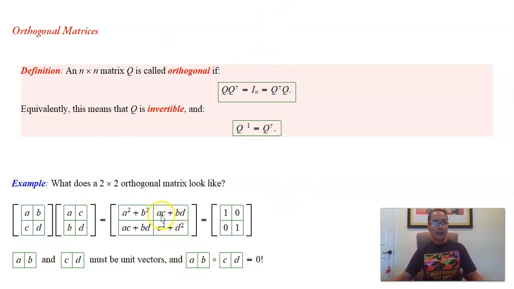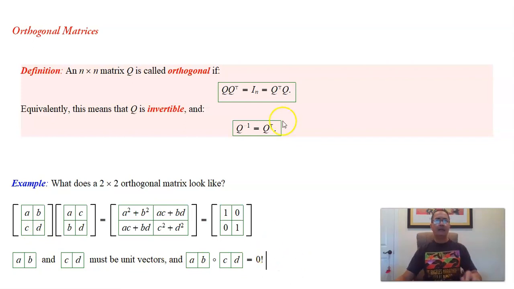Do you see it? A times C, A times C. B times D, B times D. That's a dot product. So the first row and the second row, both rows have to be unit vectors, and the two rows have to be orthogonal to each other.